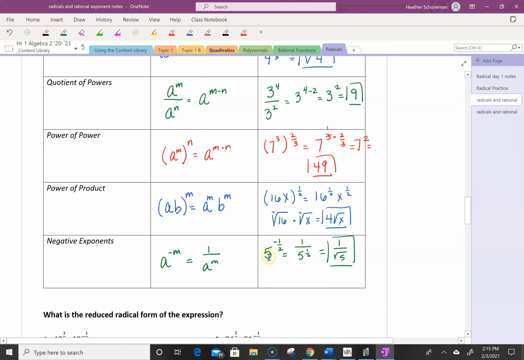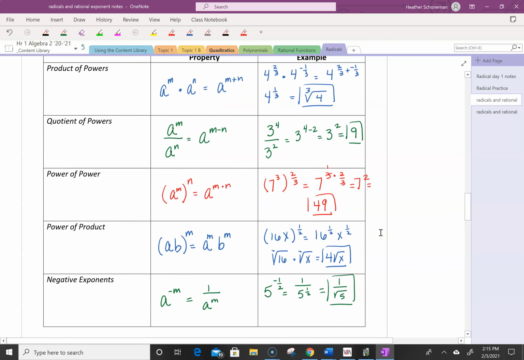Right now, 5 to the negative 1/2 is in the numerator. So to make it positive, I'm going to put it as 1 over 5 to the 1/2, and now it's positive. Anytime I have a fractional exponent, I have to rewrite it as a radical, and anything to the 1/2 is a square root. So this is 1 over the square root of 5. So these 5 properties are what we are going to use in the next video to simplify. We won't use all of them all the time, but we will use them.